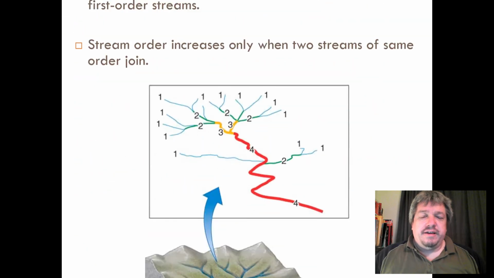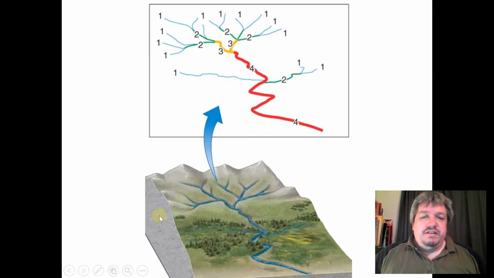So let me show you what that looks like. This is where the river begins, way up here in the mountains, all these little tributaries. These are all first order streams. But when two of them meet, they form a second order stream. So number one here meets this number one. Now it becomes a second order stream. Now, when the second order stream here meets this one, then it becomes a third. And when this third order stream meets this third, it becomes a fourth.